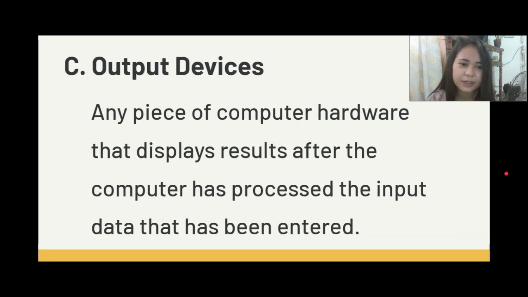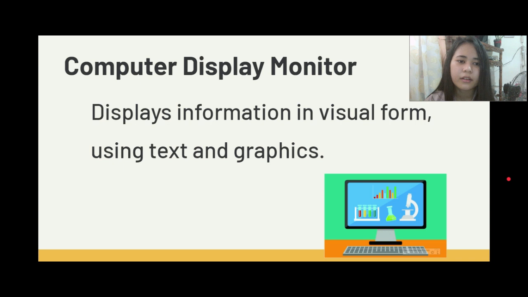And next, we have the output devices. These are any piece of computer hardware that displays results after the computer has processed the input data that has been entered. Next is the computer display monitor. This displays information in visual form using text and graphics.